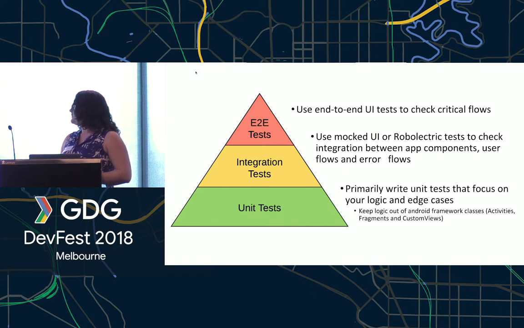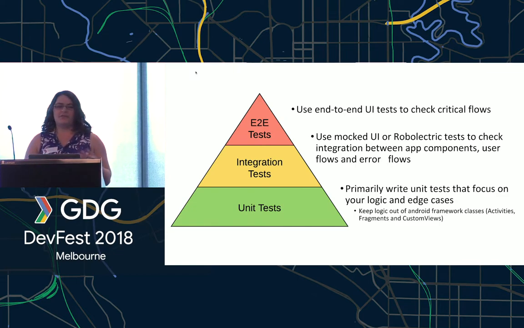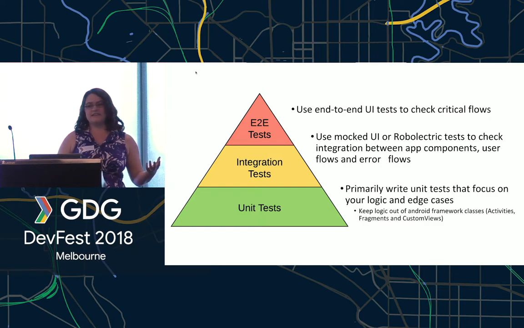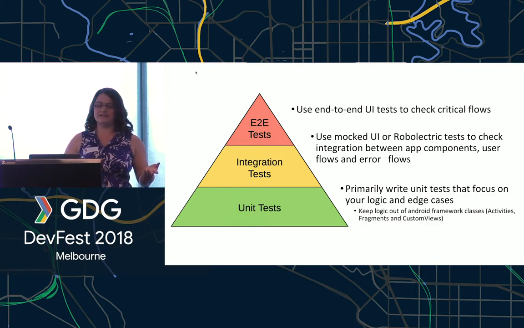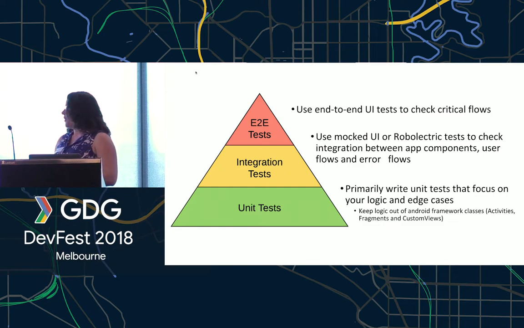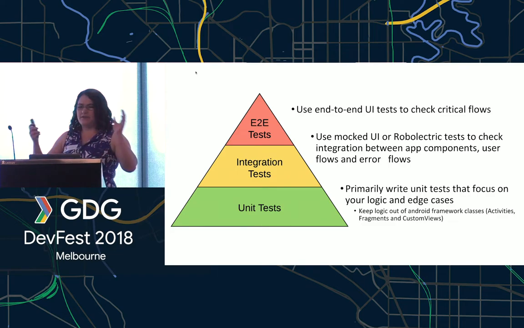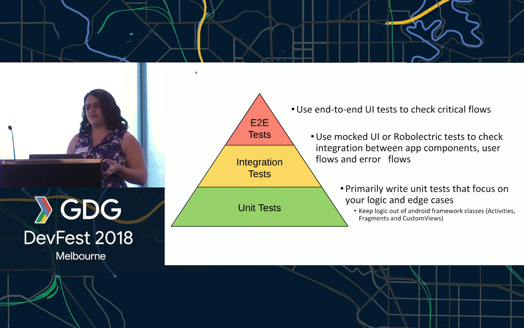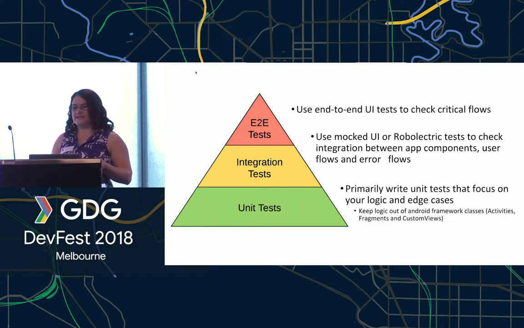So if we start with what to test, hopefully we're all familiar with the testing pyramid, right? You want lots of unit tests and only a couple of end-to-end tests. So if we start at the bottom and have a look at what you want to test at each stage, your unit tests are really focusing on logic and edge cases. You're trying to capture every conceivable thing that could happen to your class and test it in isolation.